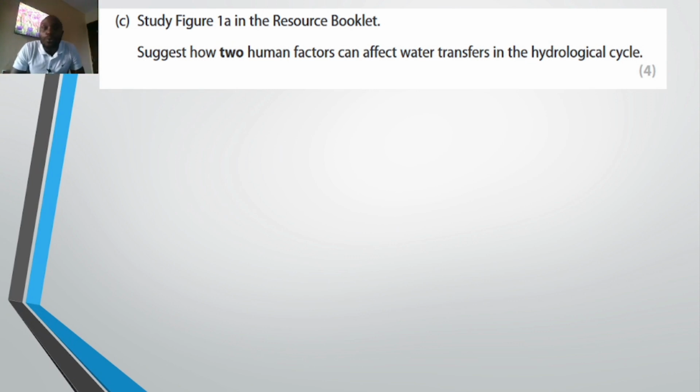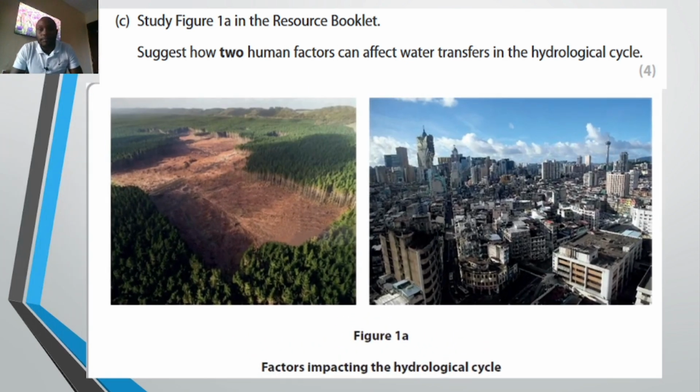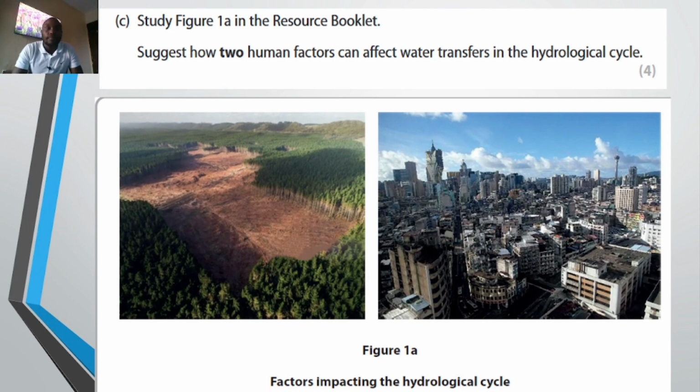Suggest how two human factors can affect water transfers in the hydrological cycle. Now this one, we are given a figure 1A in the resource booklet, to use to answer this question. So you are told to suggest, and the resource booklet is right here. Okay, this is what is in the resource booklet. So suggest how two human factors can affect water transfers in the hydrological cycle. Two human factors. How can they affect water transfers in the hydrological cycle?